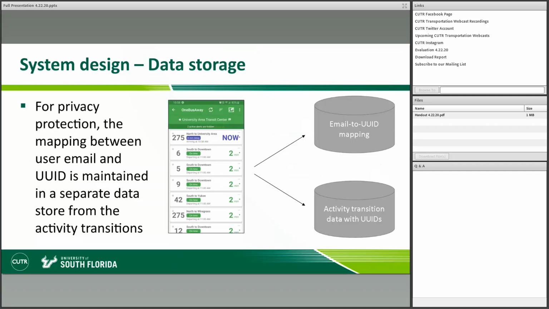The other thing, which I will show here as well in the next slide: for user privacy protection, we're splitting out the storage of their email addresses and the UUID mapping to one data store, and then all the activity transition data gets stored in a completely separate data store that has only the UUIDs and not the user email addresses. This enables us to have someone looking at the activity transition data without directly seeing the emails, if we want to partition off who has access to see that information.